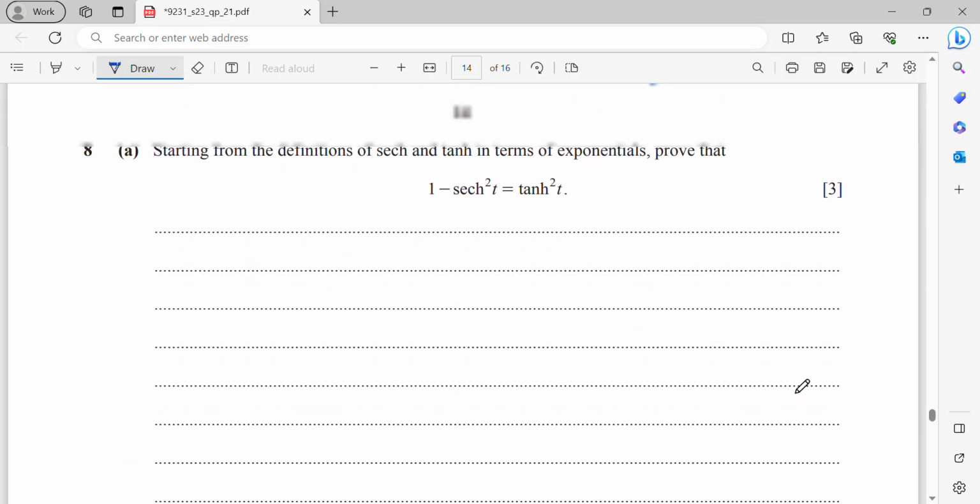Okay, 8a. Starting from the definition of sech and tanh, show or prove this. So we know that sech t equals 1 over cosh t, which is 1 over half of e to the t plus e to the minus t, which is 2 over e to the t plus e to the minus t.